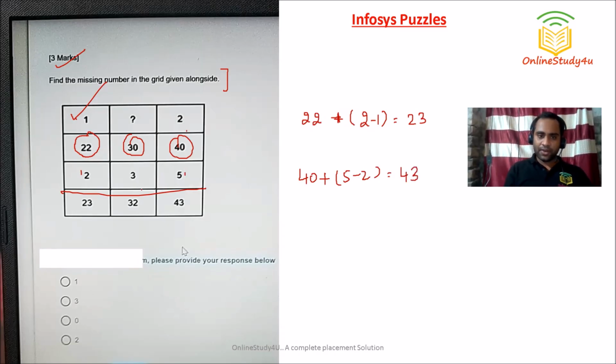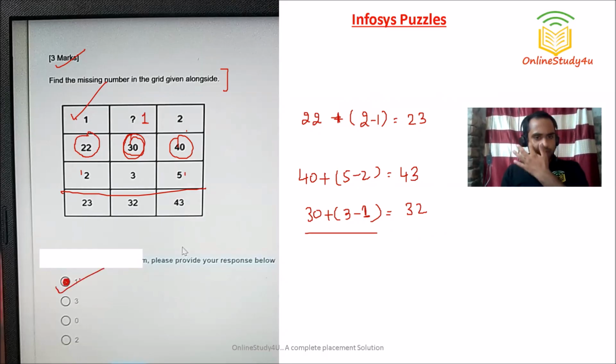Then we could see here it will be what? 30 plus 3 minus what? So that it will become 32. So if it will be 1 here, right? Then 30 plus 2 will become what? 32. So here what we need? Here we need 1. So option 1 will be the correct answer. You need to analyze it, right? And then you need to do it.